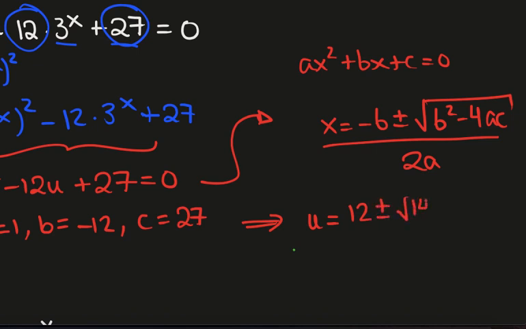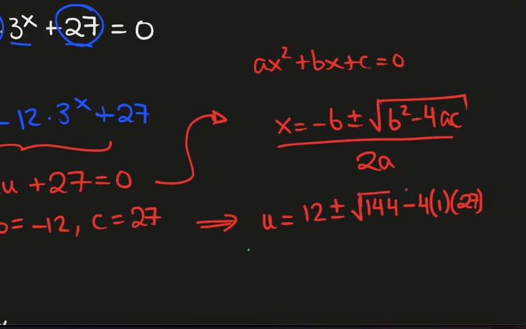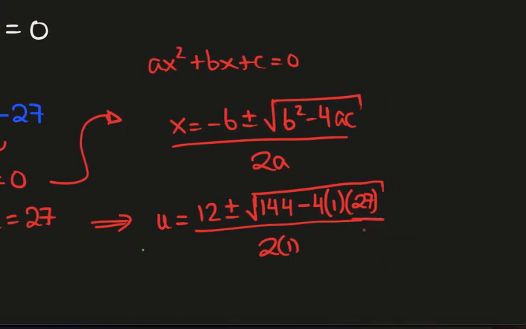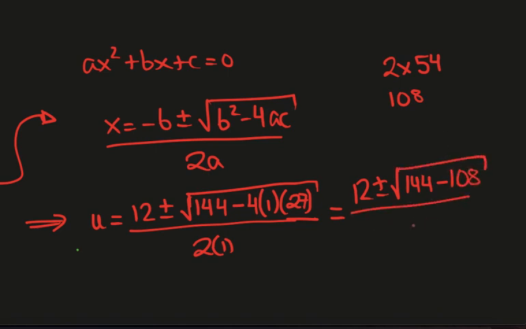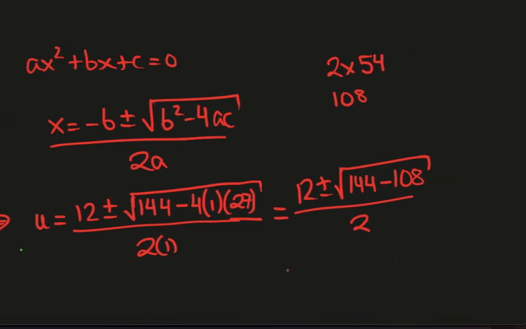or minus the square root of 144 minus 4 times 1 times 27, all divided by 2 times 1. And let's simplify this some more. So I get 12 plus or minus the square root of 144 minus 4 times 27. What's 4 times 27? That's the same as 2 times 54, which is 108, which is then divided by 2.